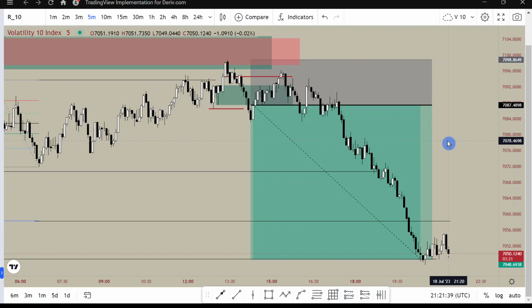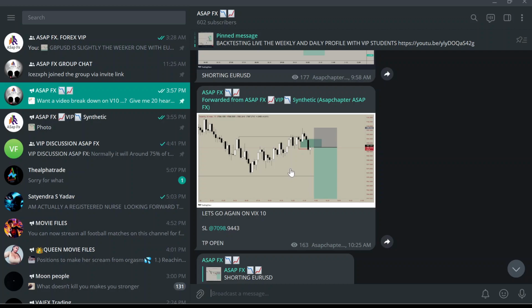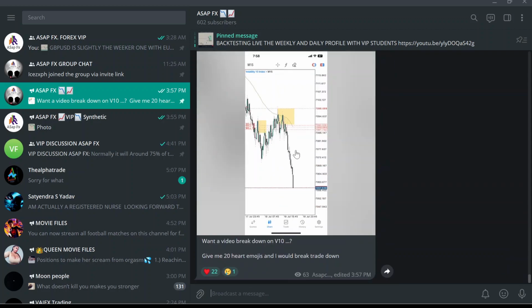I'm gonna quickly break this trade setup down. We took this beautiful setup on Volatility 10 index on a 5 minute chart today with a free Telegram community. This was the setup, as you can see. We sold, we put our stop loss here, and then this execution gave very deep profits. So let's quickly break this trade down.